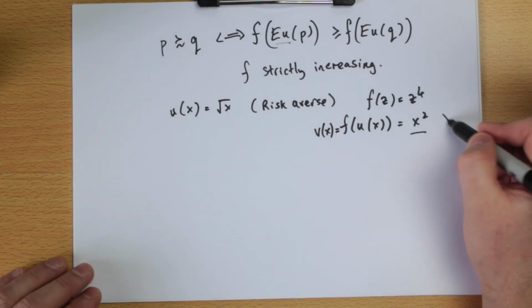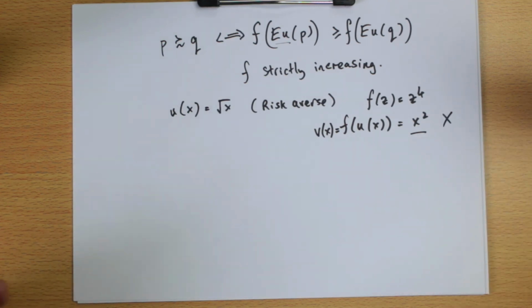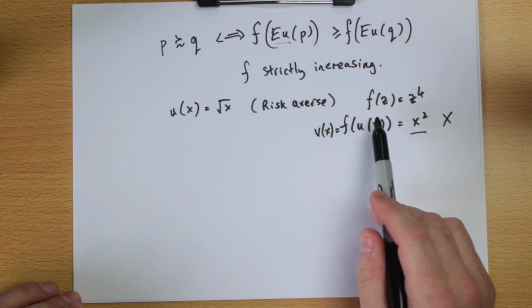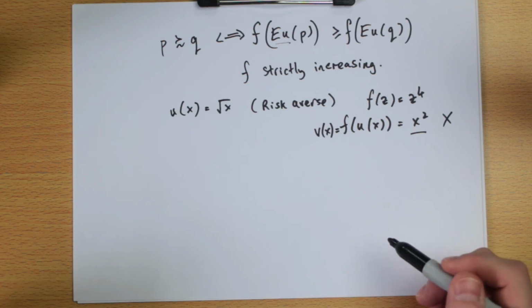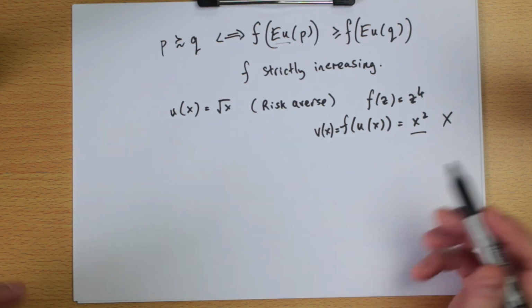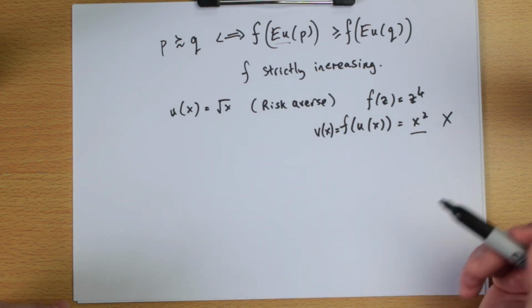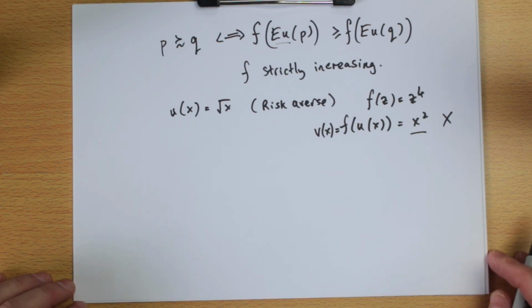So I can't do this. I'm not allowed to just change the von Neumann-Morgenstern utility function and replace it with any increasing transformation, okay? Can I change it at all? Well, yes, you can, but there's only very specific ways in which you can do this, okay?